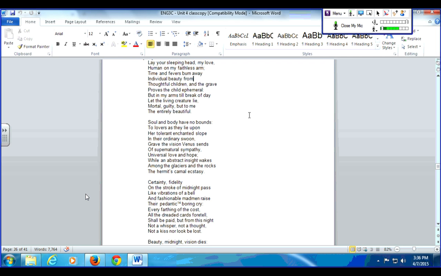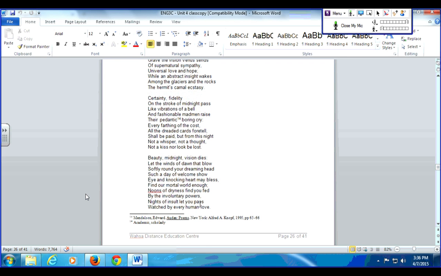Certainty, fidelity, on the stroke of midnight pass like vibrations of a bell, and fashionable madmen raise their pedantic boring cry. Every farthing of the cost, all the dreaded cards foretell, shall be paid, but not this night. Not a whisper, not a thought, not a kiss, nor look be lost. Beauty, midnight, vision dies. Let the winds of dawn that blow softly round your dreaming head such a day of welcome show, eye and knocking heart may bless, find our mortal world enough. Noons of dryness find you fed by the involuntary powers. Nights of insult let you pass, watched by every human love.